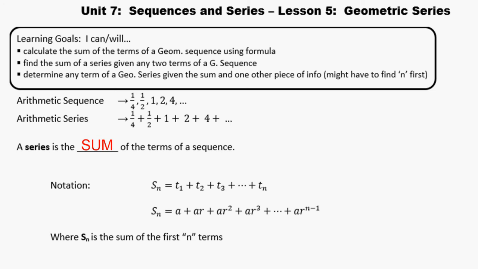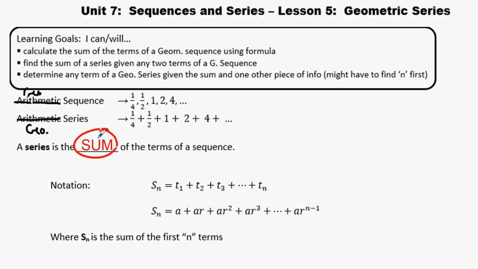Alright, so here, now these are not correct. This should read geometric sequence. So 1/4, 1/2, 1, 2, 4, and this right here is a geometric series. So 1/4 plus 1/2 plus 1 plus 2 plus 4. Just like an arithmetic sequence versus series, the series is the sum of the terms of the sequence.